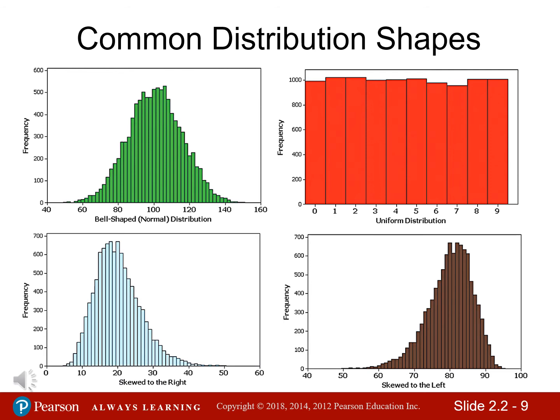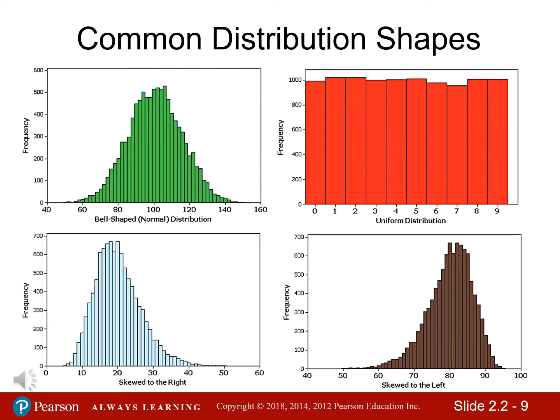This creates a distribution that resembles a bell, hence its nickname. The bell distribution is symmetrical, where about half of the data will fall to the left of the center, or the mean, and half will fall above it.